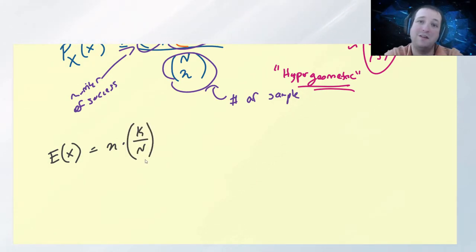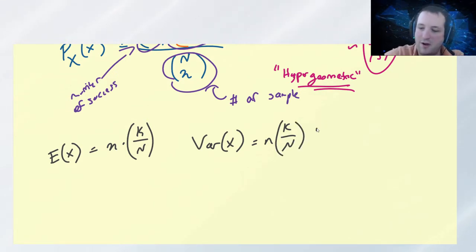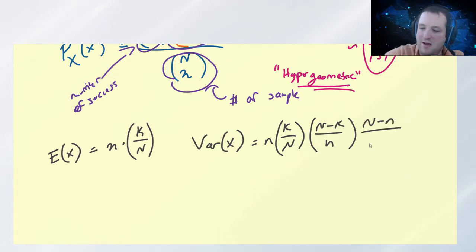So that's the expected number of successes that we anticipate to be in our sample. And of course, the variance for the hypergeometric is actually a little bit more difficult. So this is going to be equal to the expected value, little n times k over capital M, and then we're going to have a couple more terms, capital M minus k over n, and then capital M minus n over capital N minus 1.